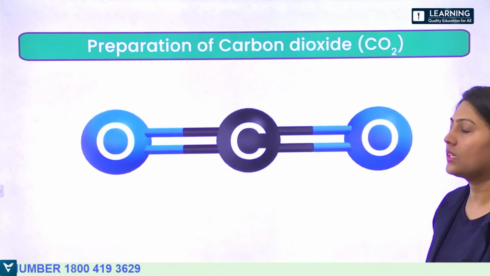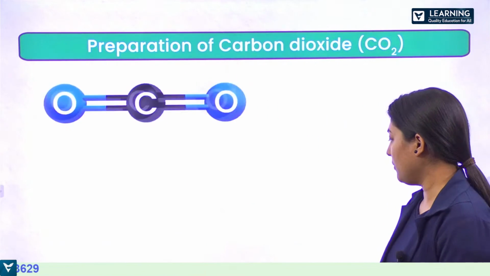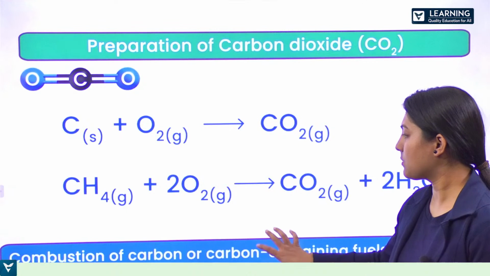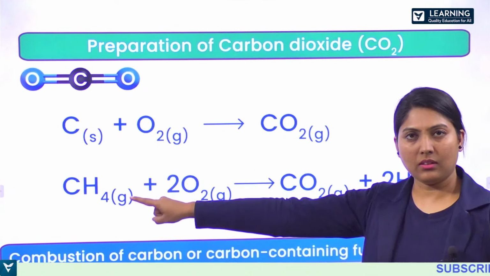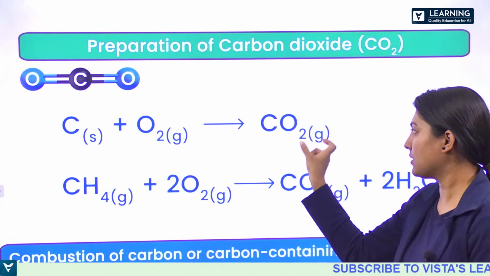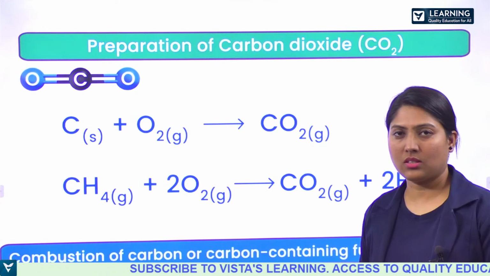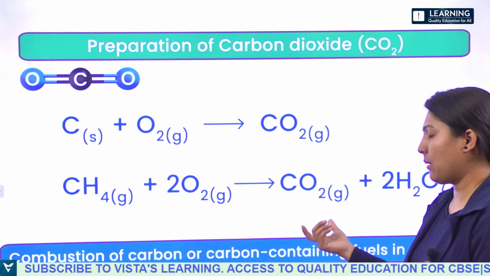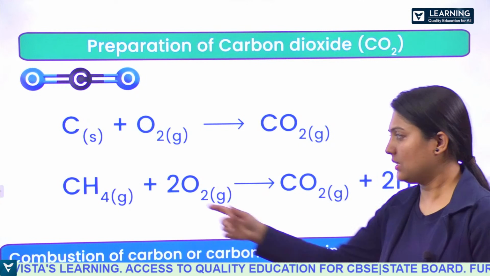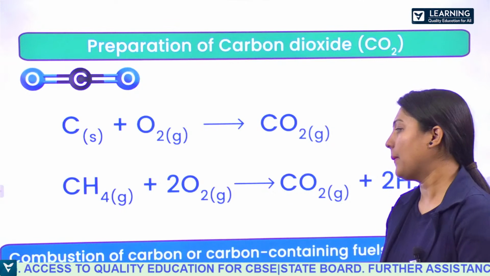Preparation of carbon dioxide, CO2. Here we have CO2 being prepared. Carbon directly with oxygen gives you carbon dioxide, and we have methane. On reacting with oxygen, or burning with oxygen, we get carbon dioxide with water. This we call the combustion of methane gas.